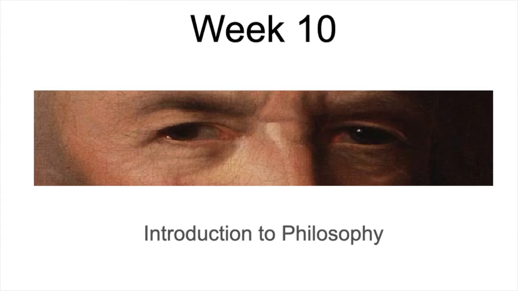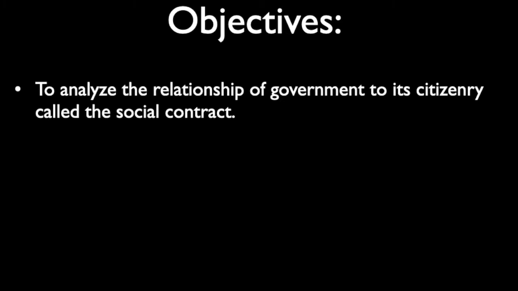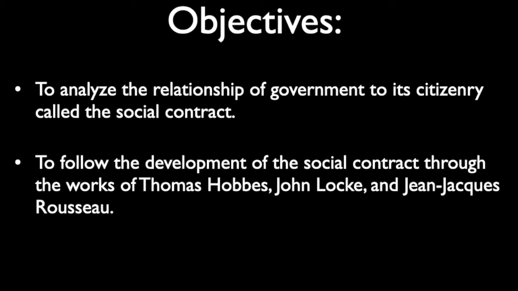This week we'll be focusing on the political philosophy of John Locke, Thomas Hobbes, and Jean-Jacques Rousseau. We'll begin with Thomas Hobbes and the social contract. Our goal is to analyze the relationship of government to its citizenry, called the social contract, and to follow the development of the social contract through the works of Hobbes, Locke, and Rousseau.